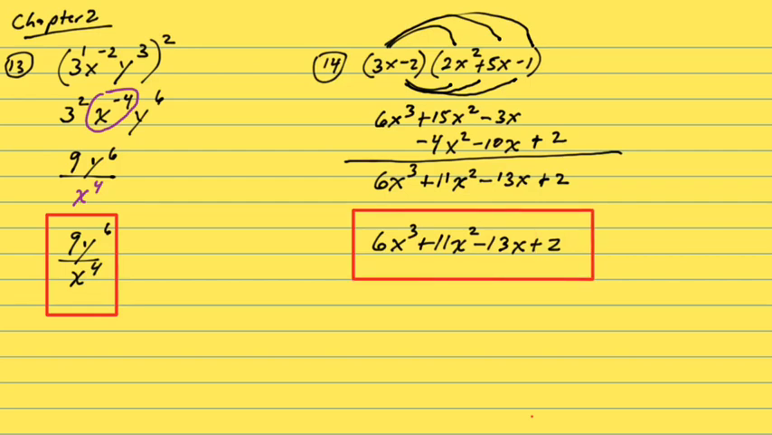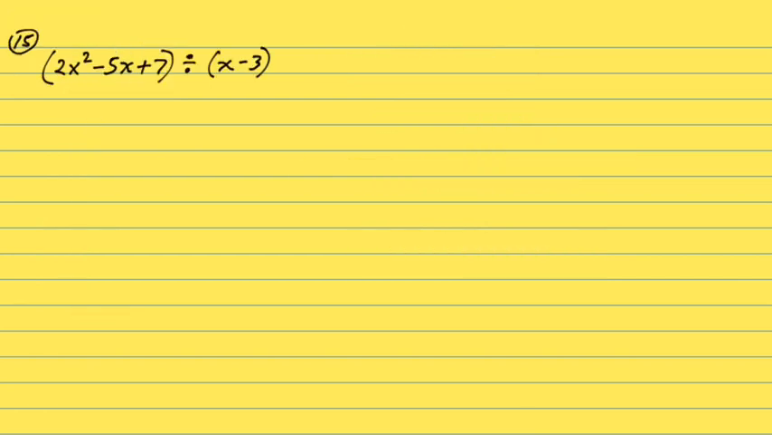Okay, that was just distributing. If all you know is FOIL, you can't do a binomial times a trinomial. I'd much rather you learn it as distribution than FOIL. Number 15 is division. We could do long or we could do synthetic. I'm going to try to do both.